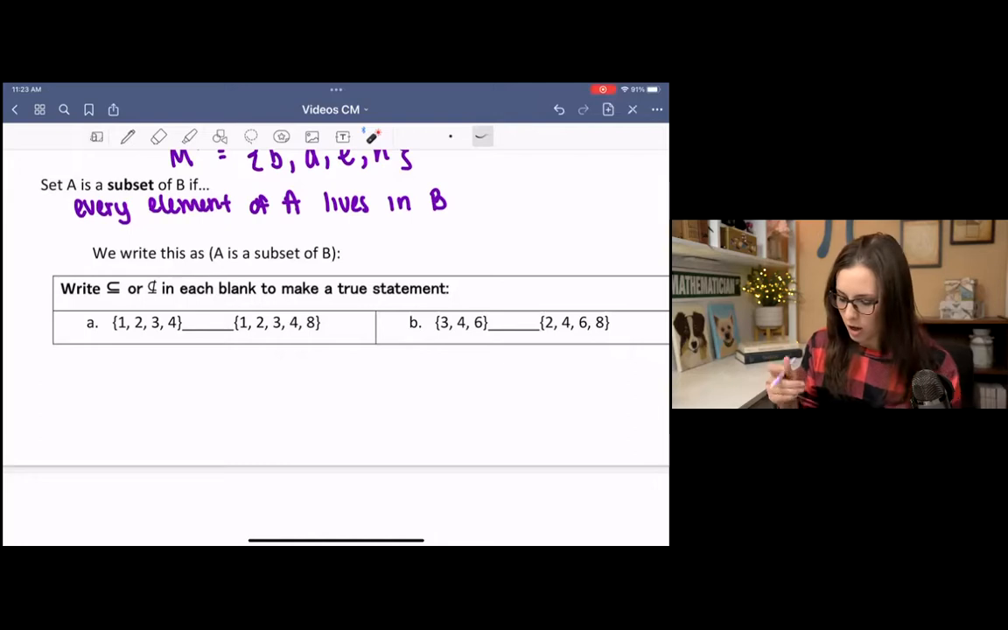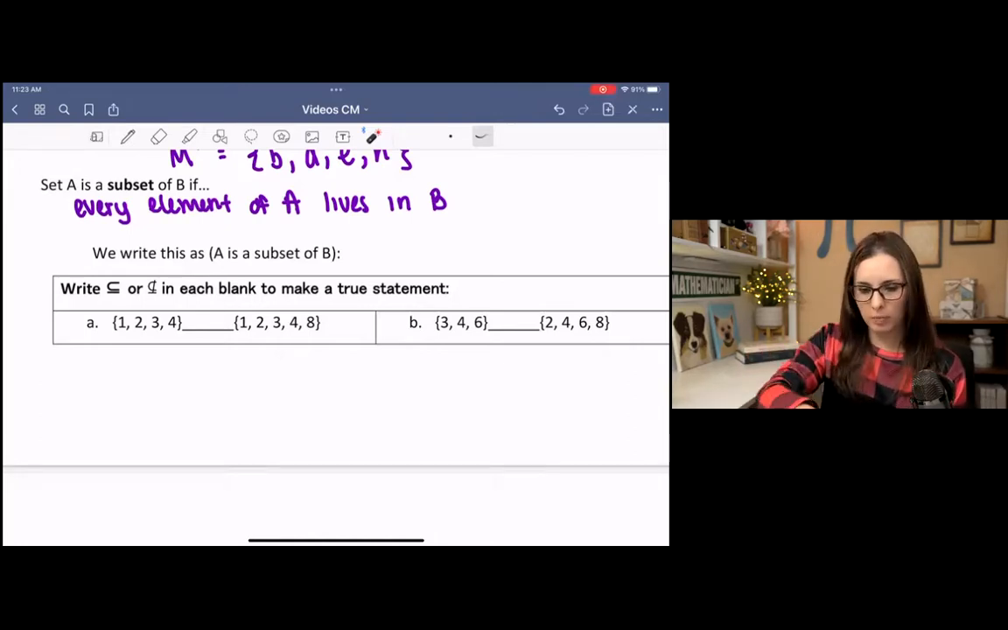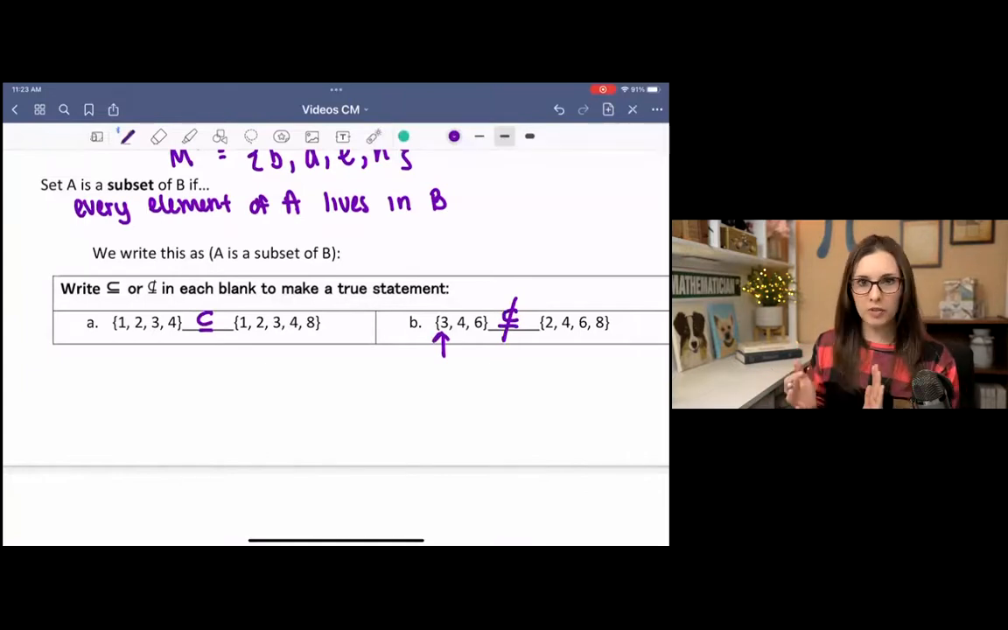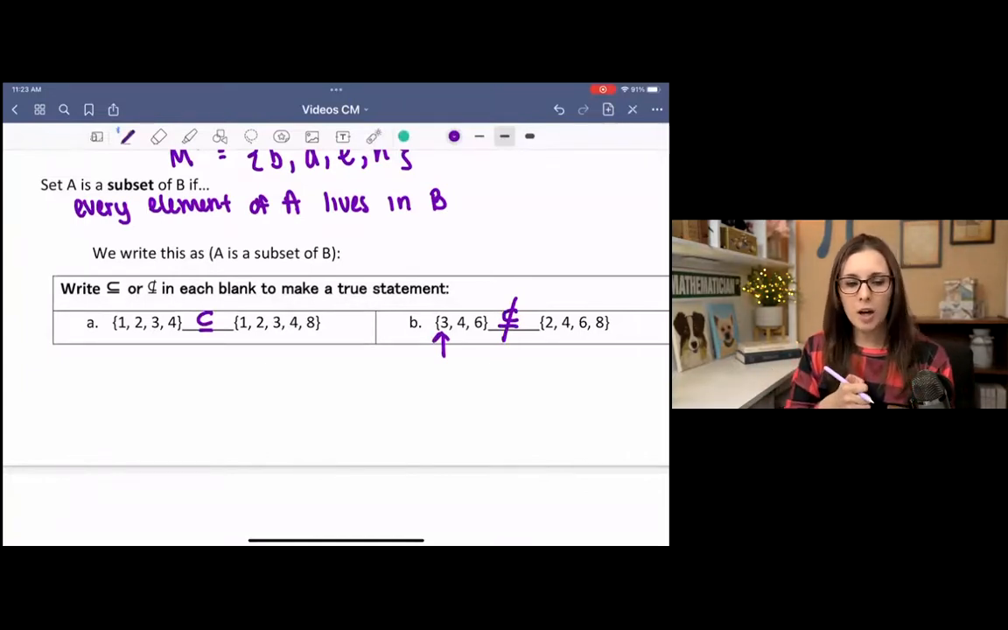It's fun. So we're going to practice these. Try them, pause it, try it, come back and check your work. You should end up with one of each here. In part A, {1, 2, 3, 4} is a subset of {1, 2, 3, 4, 8} because every element in the first set lives in the second set.